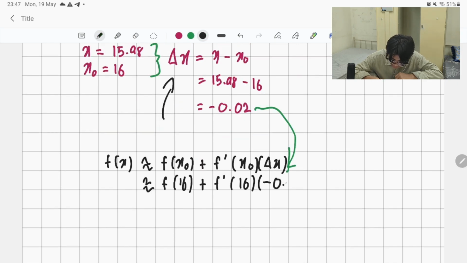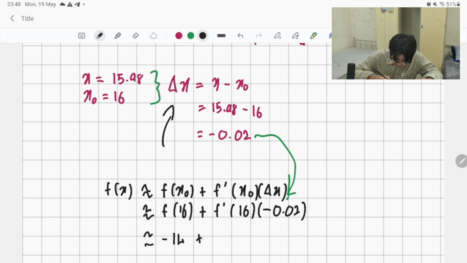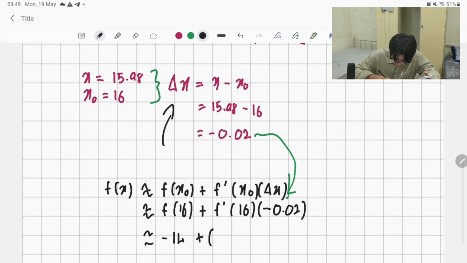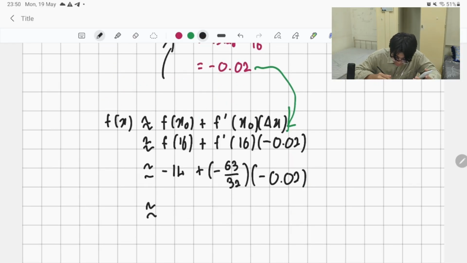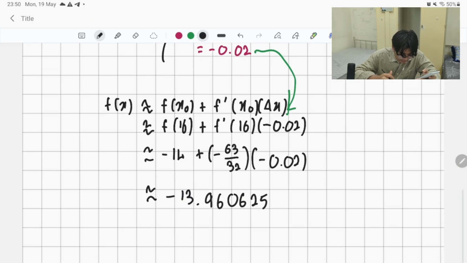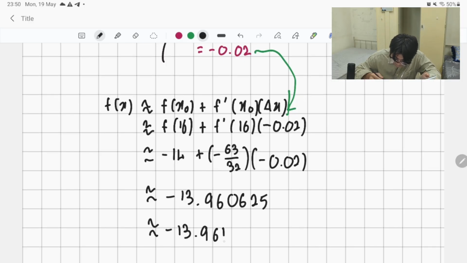Substituting delta x as negative 0.02, we get negative 16 over 32 times negative 0.02. Calculating all of this, we get negative 30.960625. We need 3 decimal places, so it will become negative 13.9631.